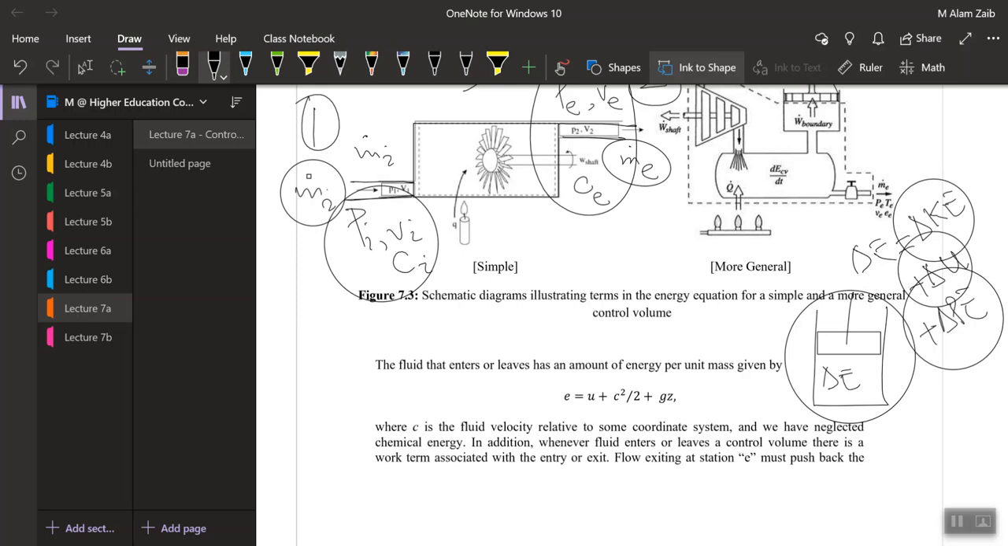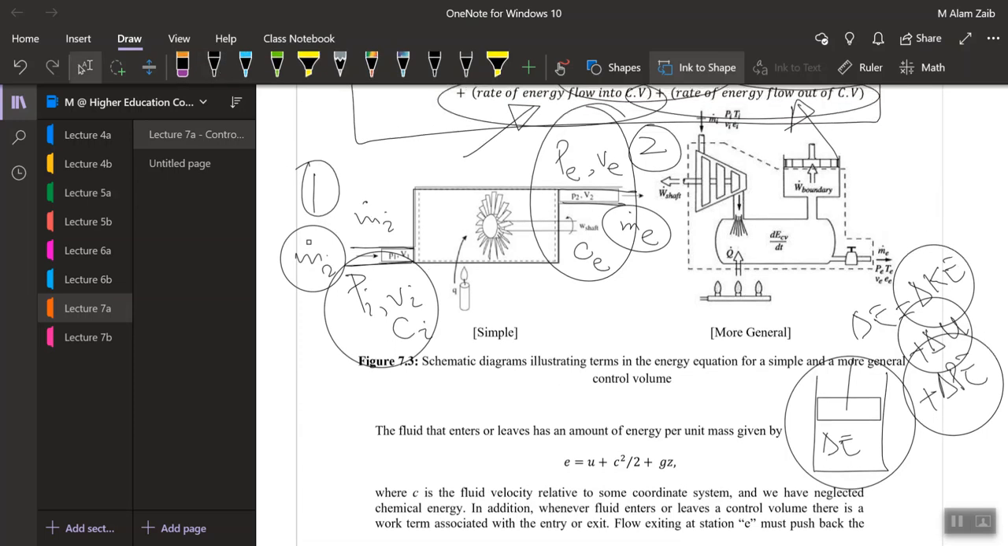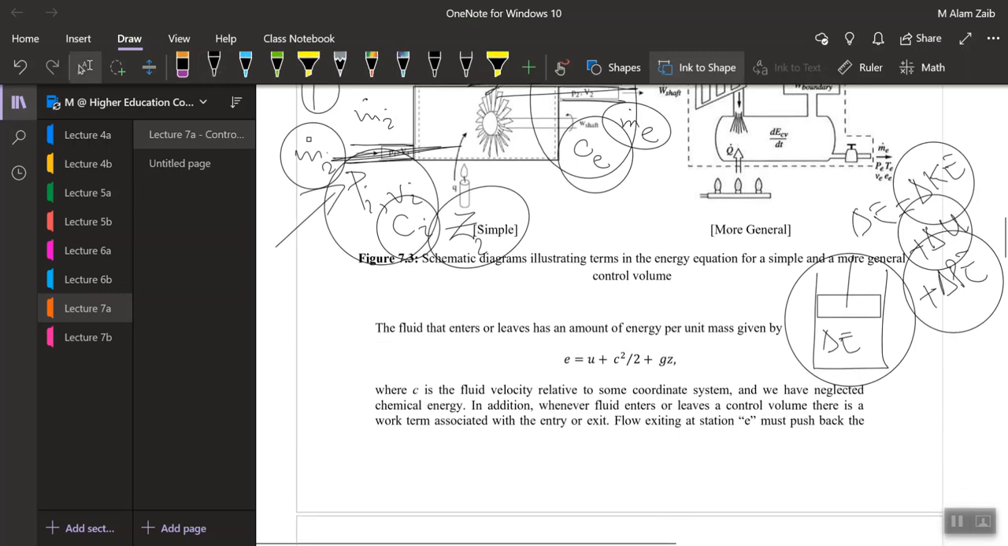But now we cannot assume that the kinetic energy is fixed, and we cannot assume the potential energy is fixed. The velocity at which the mass enters might be different from the velocity at which the mass leaves the system. It is also possible that the potential energy term, z1, at the initial state might be different from z2, at the state 2, where it leaves the system. So the energy entering and leaving the system now comprises the internal energy, the kinetic energy, and the potential energy.